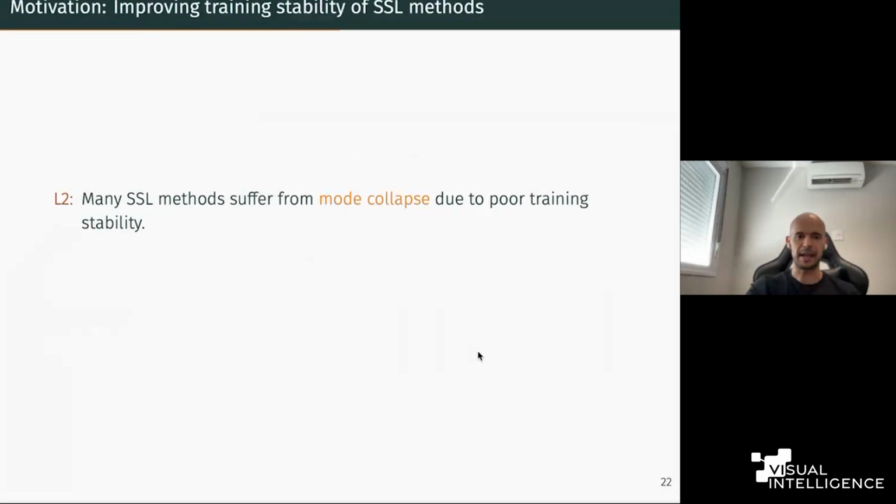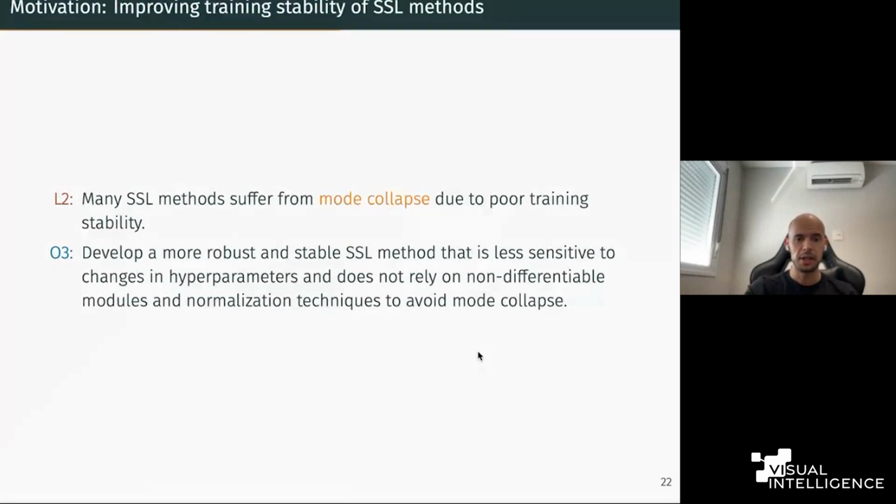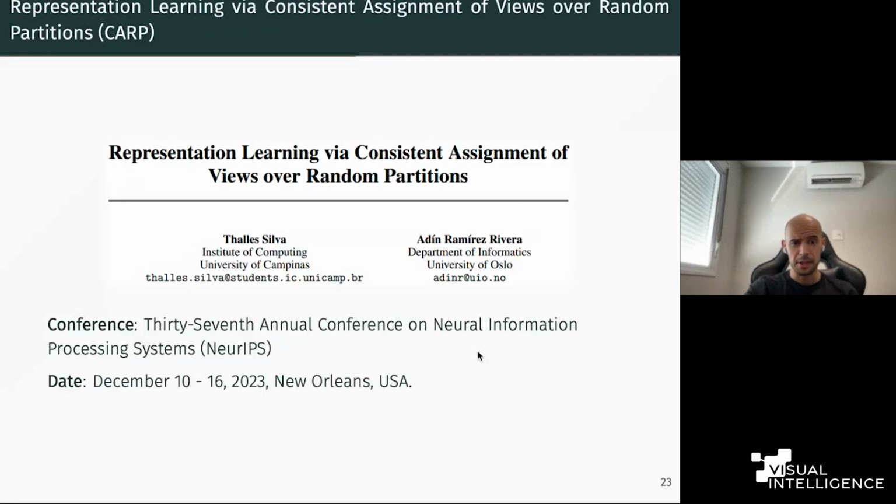Okay, so going to the second motivation now. We claim that many of the self-supervised learning methods suffer from mode collapse. And mode collapse is basically one of the biggest challenges when training self-supervised learning methods. So we set out to ask: can we create a method that is less sensitive to hyperparameters, for instance, that is less sensitive to collapse, and that also avoids a lot of the normalization techniques that are used to avoid mode collapse? That's the objective here. So then we proposed this method we call CARP. We presented it in 2023 at NeurIPS in New Orleans.